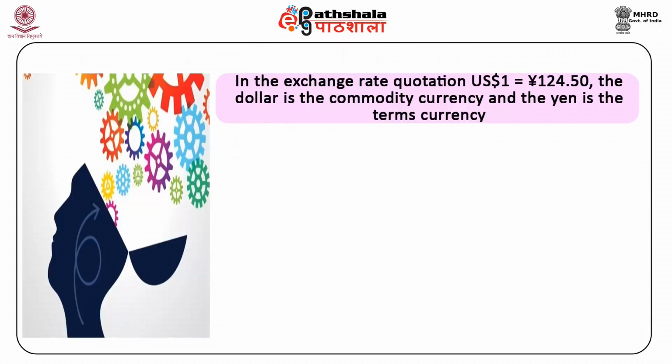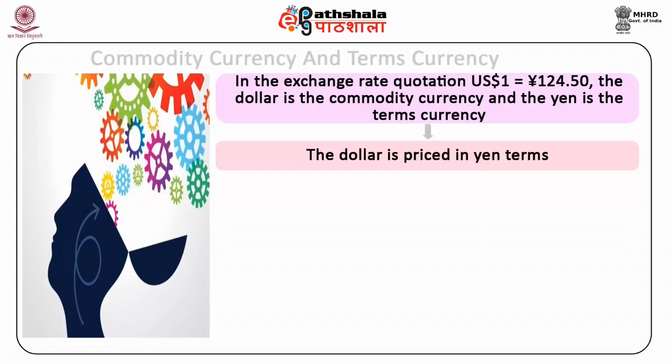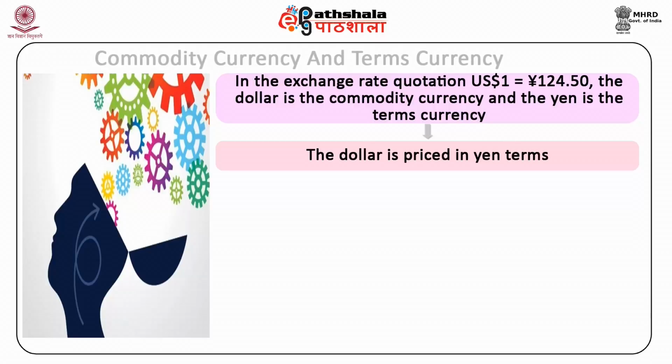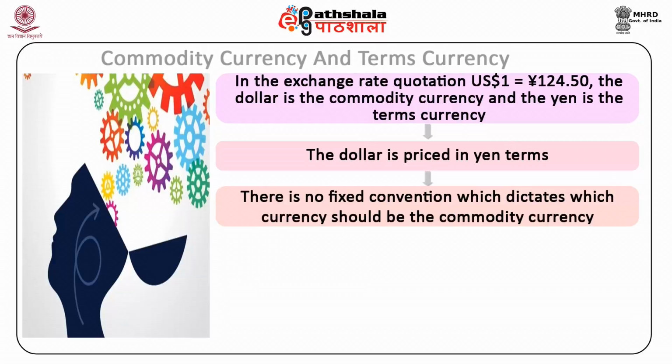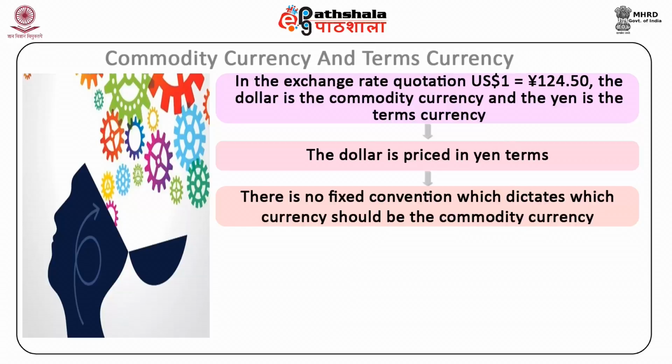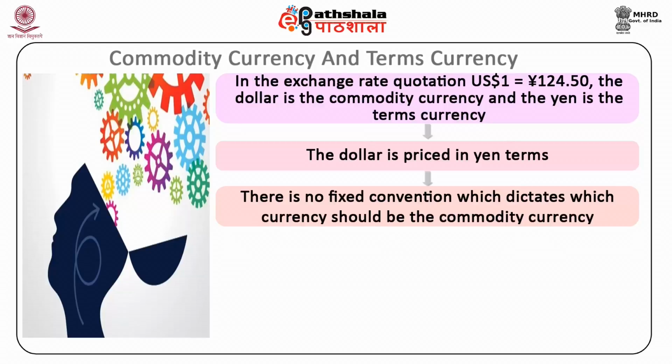In the exchange rate quotation, US dollar 1 is equal to Japanese yen 124.50. The dollar is the commodity currency and the yen is the terms currency. The dollar is priced in yen terms. Notice that the dollar is the terms currency when quoted against the pound and euro, but the commodity currency when quoted against yen. There is no fixed convention which dictates which currency should be the commodity currency. The pound sterling is usually quoted as the commodity currency from the time when it was the principal world currency.